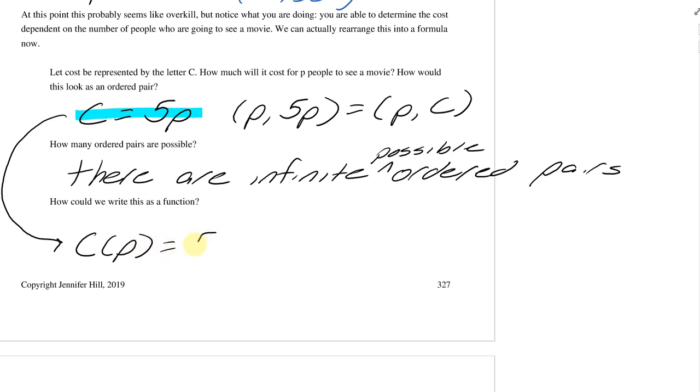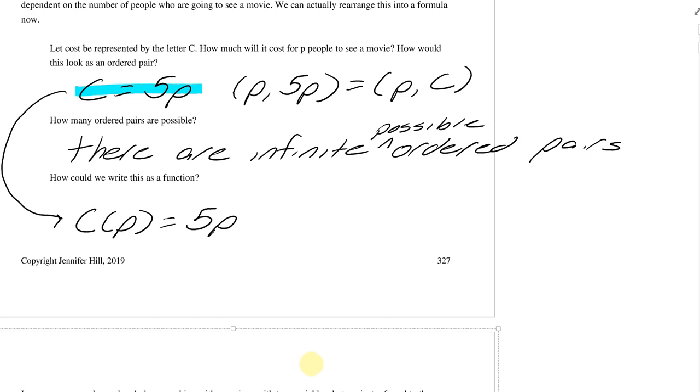So instead of calling this, I could also represent this as C of P equals 5P. So you could think of this almost as, I'm totally making this word up, by the way, functionizing this equation into function notation. Because this has an input-output relationship, I input P, I get an output of the cost. Because I have that, I can write it in a function notation, which would then indicate to me that input-output type relationship.